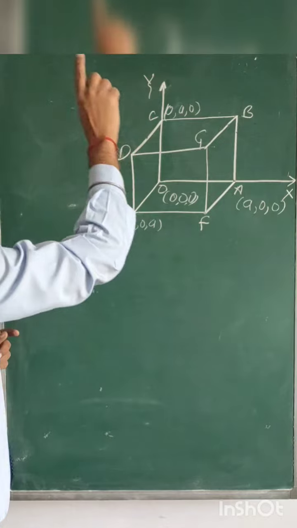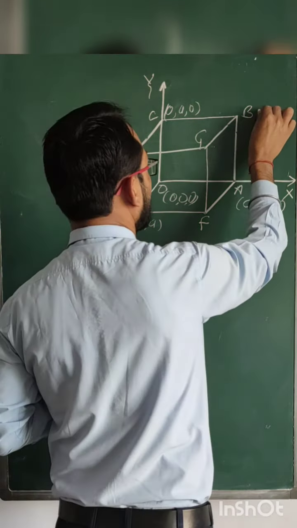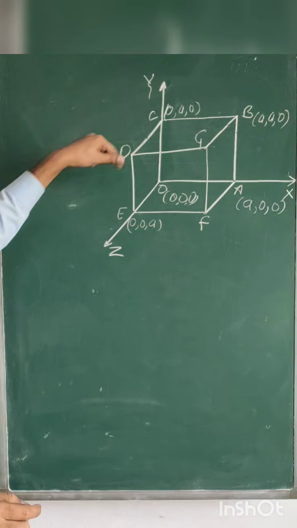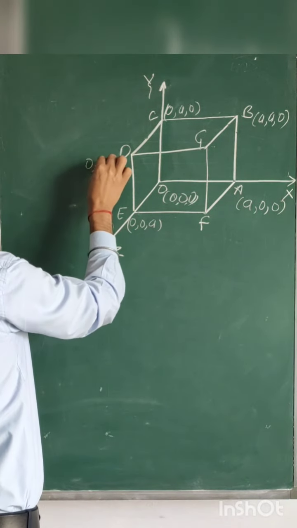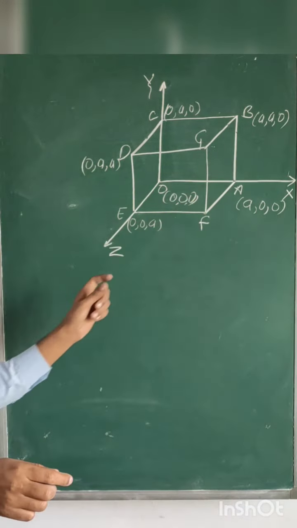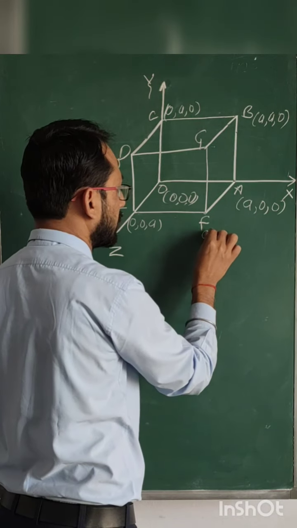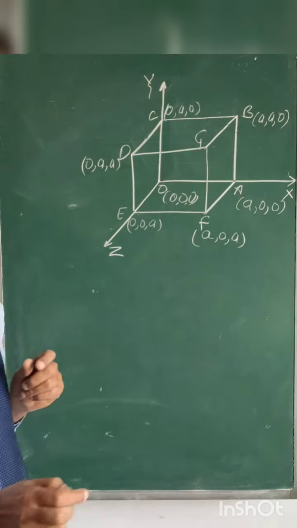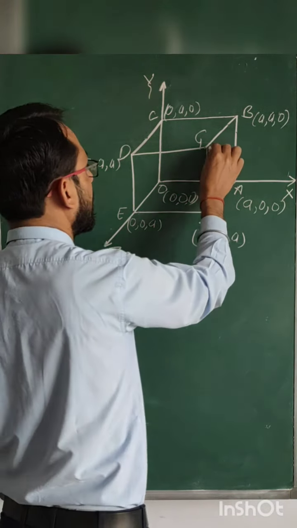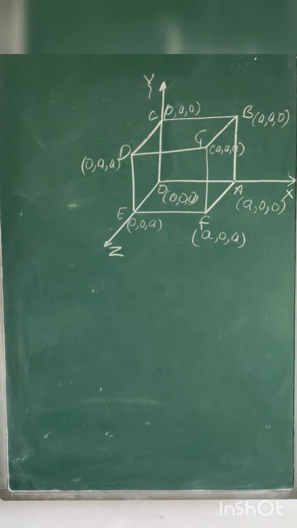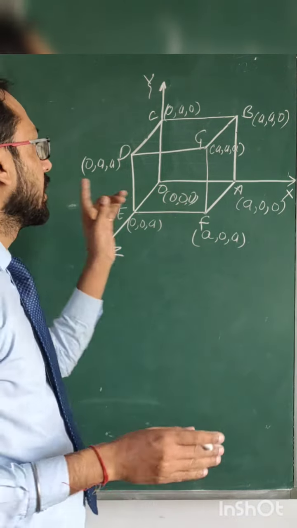Now B lies on the xy plane, so the z coordinate will be 0. It will be a, a, 0. D lies on the YZ plane, so X will be 0, 0, a, a. F lies on the XZ plane, so Y will be zero: a, 0, a. And G is not lying on any of the three planes, so it will be a, a, a.